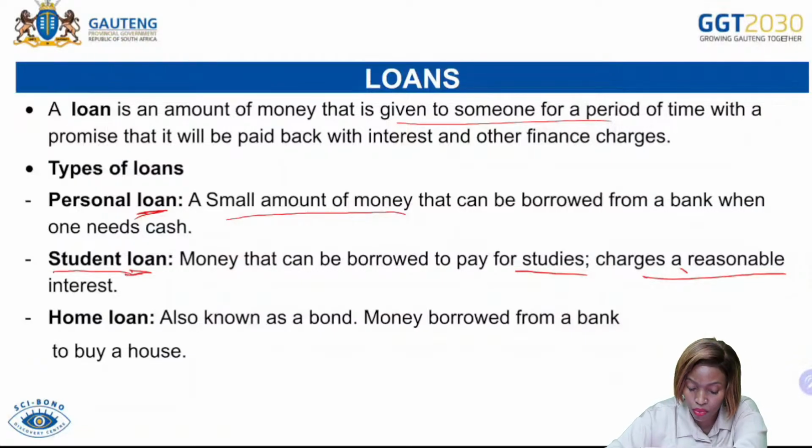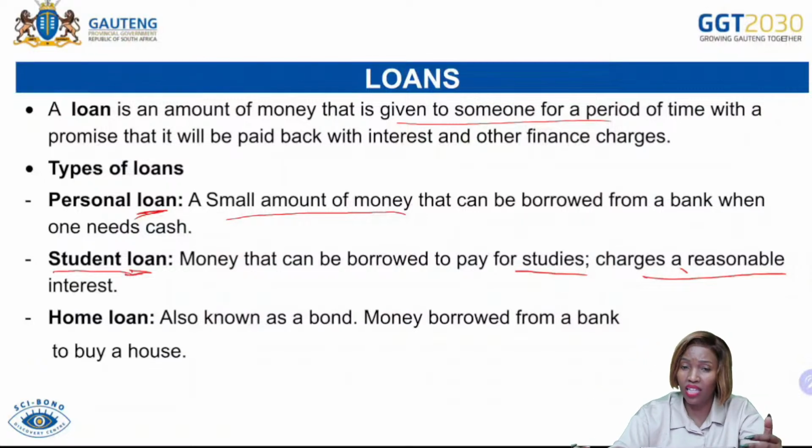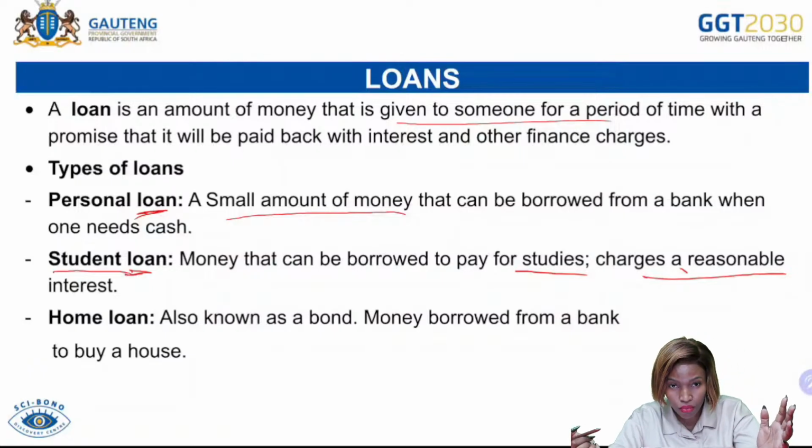And then we have a home loan. The other word for a home loan is bond. The common name that is used, you'll hear your parents saying that I am paying a bond. When they talk about a bond, they are referring to a home loan.